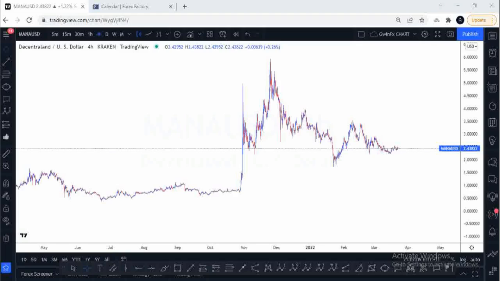All right, and today we're going to be looking at the wave count with Decentraland, and most of you know this project as Mana. This is one of the very nice projects which I've also been looking at in the near future because it has a lot of potential. And apart from that, I'm not really a big fan of the fundamentals.